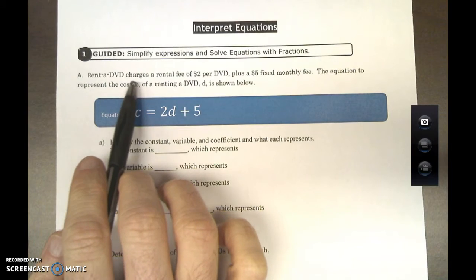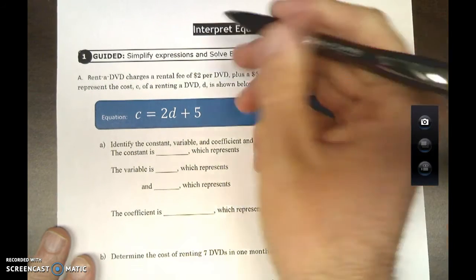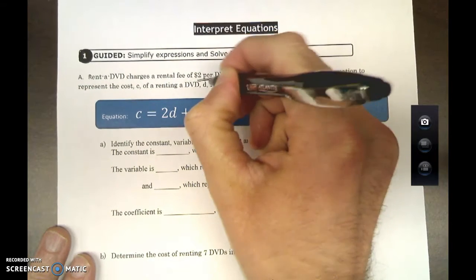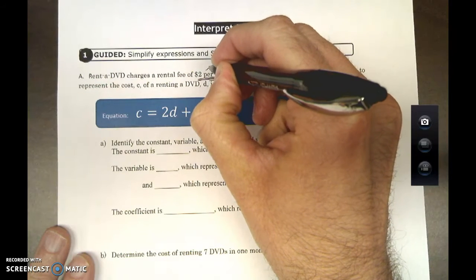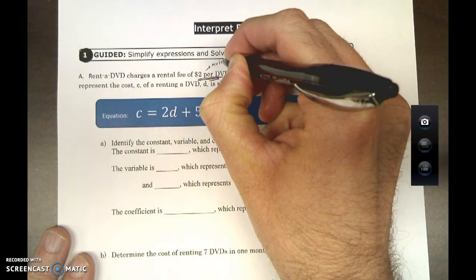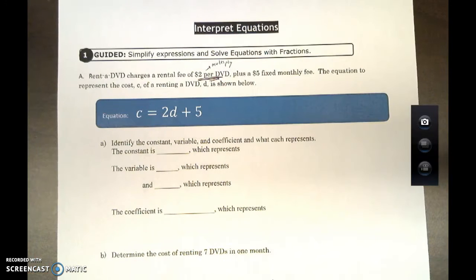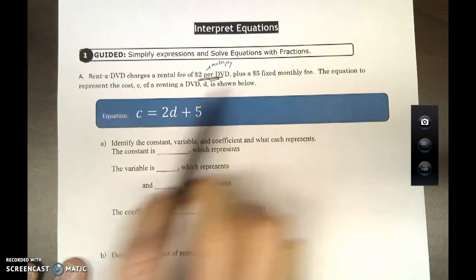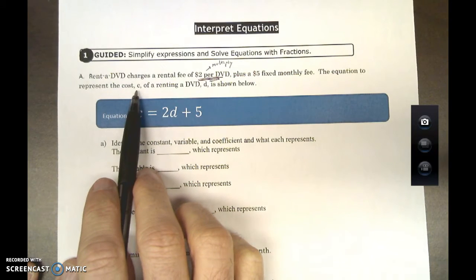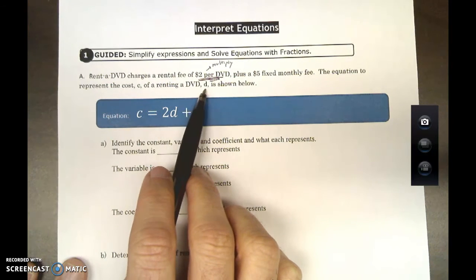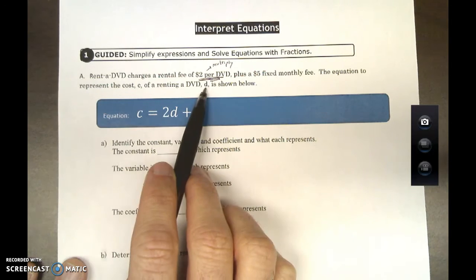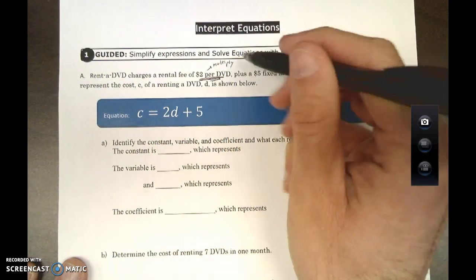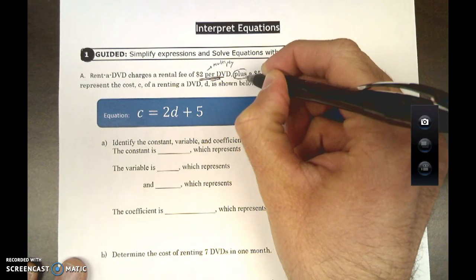Rent a DVD charges a rental fee of $2 per DVD. Remember that per normally meant we multiply it, so I'm going to make a little note. This probably means multiply. Plus a $5 fixed monthly fee. The equation to represent the cost, C, of renting a DVD, D, is shown below. So they're going to use the letter C to represent cost, and the letter D to represent the DVDs. I also see another keyword here, plus, so I know there's an addition in here.